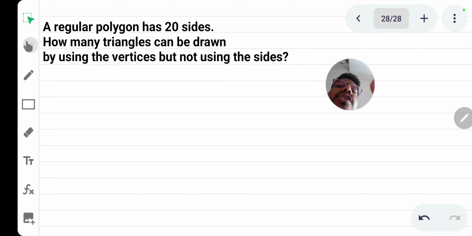A regular polygon has 20 sides. How many triangles can be drawn by using the vertices but by not using the sides?